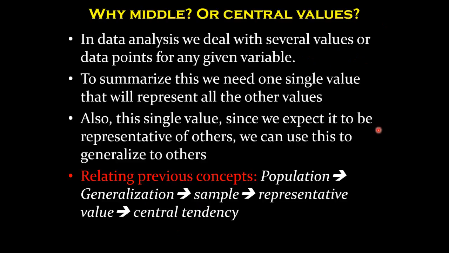Do you understand this? Yeah. Really? Can you explain the relationship here? Population, how is it related to generalization? How is it related to sample? How is it related to representative value? How is it related to central tendency or the average?